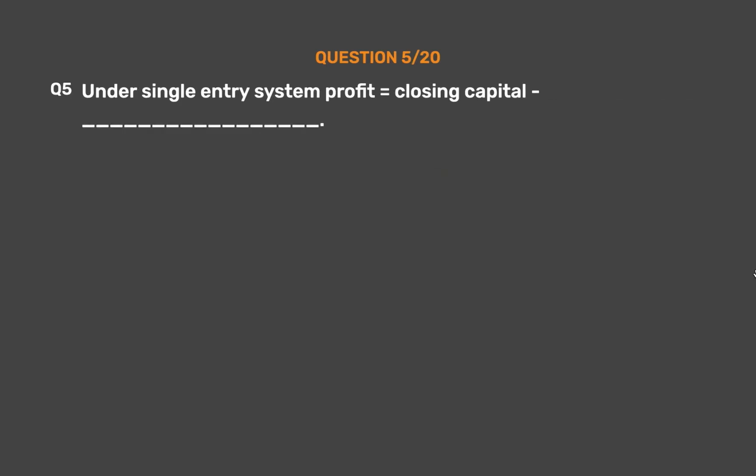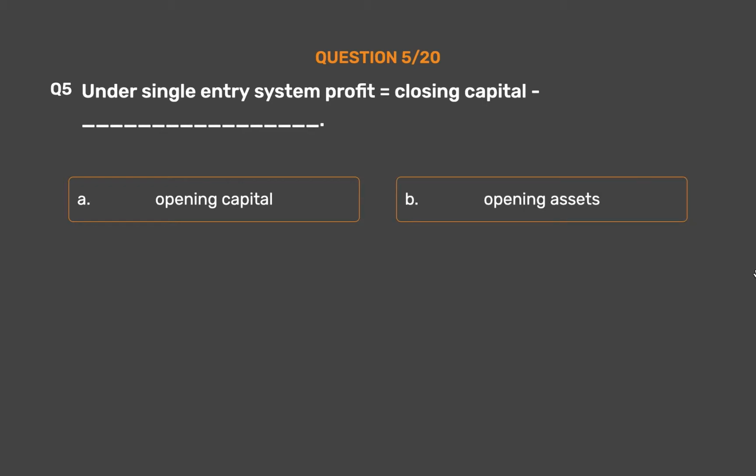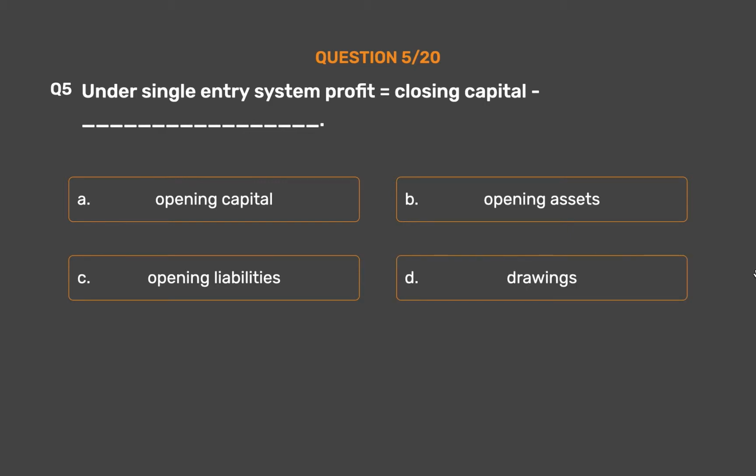Question number 5. Under single entry system, profit equals closing capital minus. Option A. Opening capital. Option B. Opening assets. Option C. Opening liabilities. Option D. Drawings.